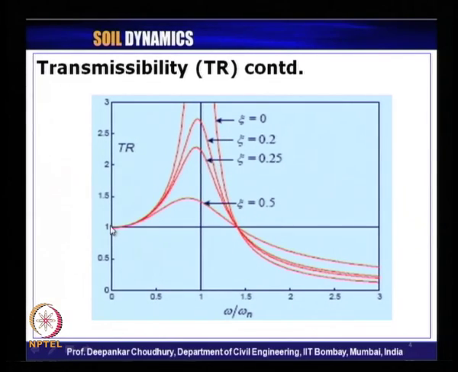We have seen that transmissibility ratio starts from 1 when the frequency ratio is 0. It again reaches the value of 1 at a particular value of frequency ratio, and we have obtained from derivation that this value is root 2. Beyond that value of r equals root 2, we get a transmissibility ratio less than 1.